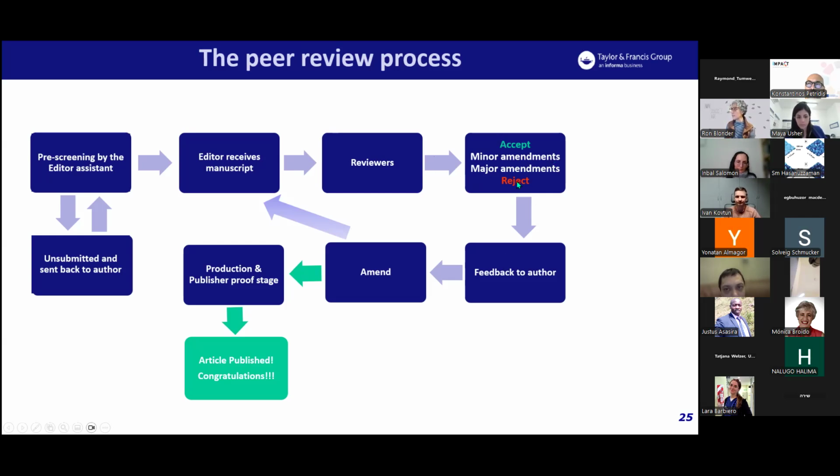And again, they can decide accept, minor revisions, major revisions, or reject. Again, back to the authors, and the cycles can go several times, 3 times even. Usually it goes at least 2 times until the final result of being accepted.